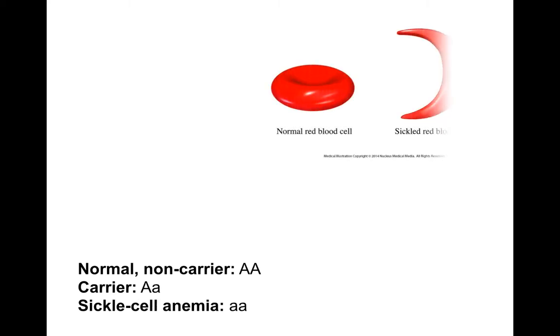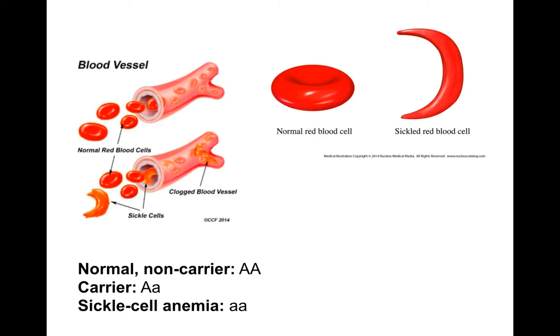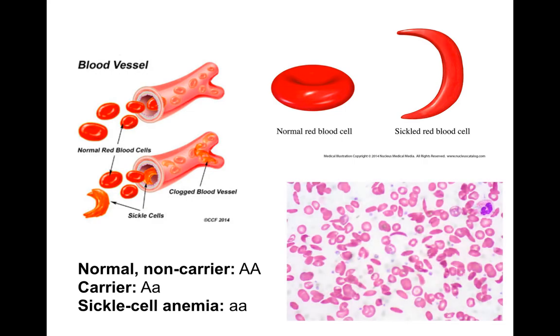have two recessive alleles. You can see here the blood cells are sickle-shaped like a crescent moon instead of a circle. And this causes clogging in blood vessels and arteries, which could lead to strokes and not getting enough oxygen to different parts of your body, which would cause a lot of pain for people with sickle cell anemia.